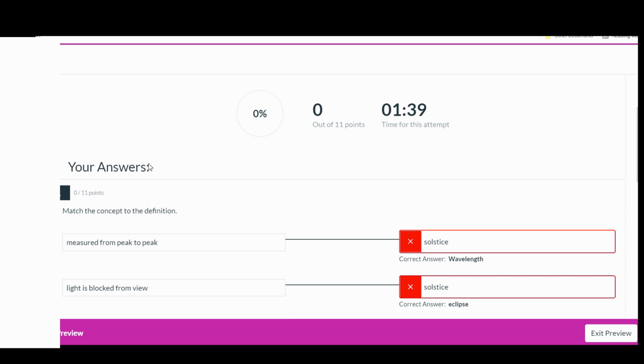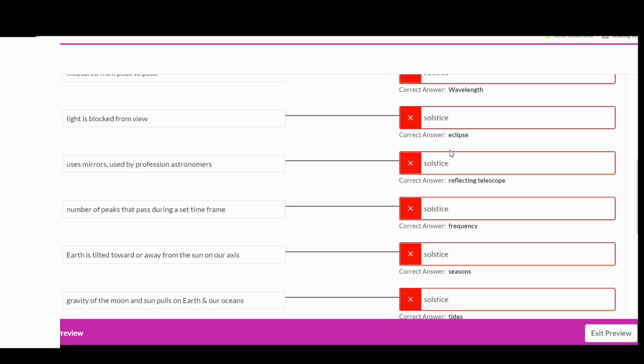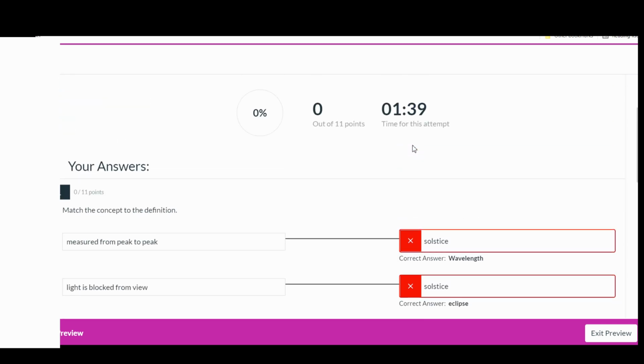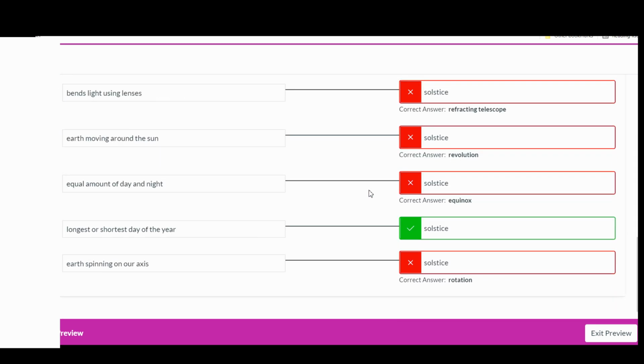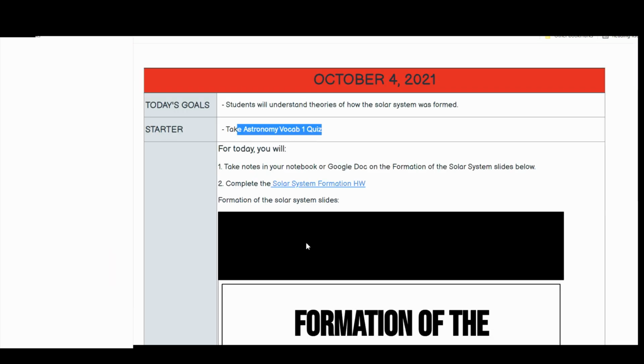So I got no points out of 11 because I missed them all except for this one. So obviously only one of these is going to be a solstice. And then it will also tell you the correct answer down here. So you can try this again by just going back into that assignment and clicking it again. So retake this as many times as you need to get 100%.